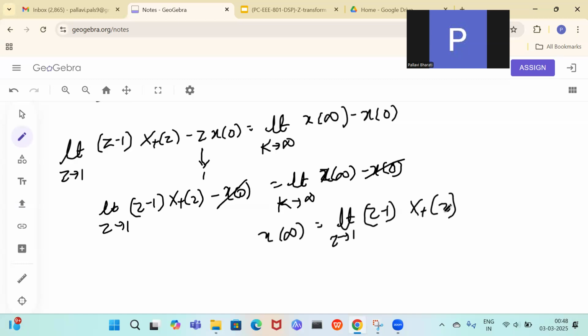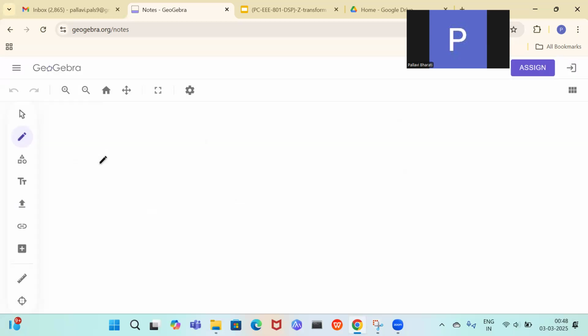Okay, now let's do some problems so that you understand the final value theorem property and the initial value. So let's go ahead and do the final value property first. The other one we will do when we are doing the other numericals together with that.